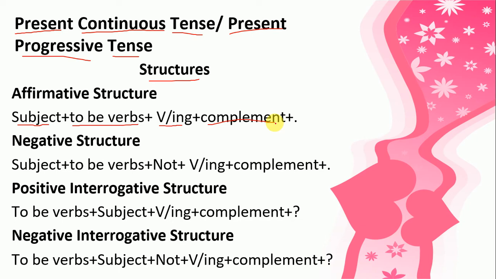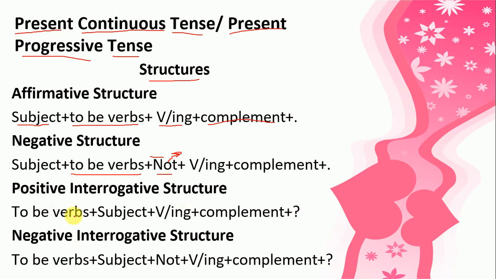Now let's talk about the negative structure. Only not is added here. As I said, the helping verbs of present continuous tense are to be verbs like is, am, are. So with is, am, are we use not. Not, according to grammar, is a negation adverb. It changes a positive sentence into negative. Whenever you want to change a positive sentence into negative, you have to add not with it. And verb ing, as I said before, in complement, similar.